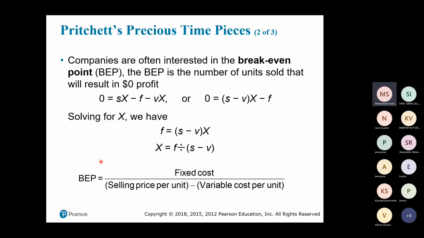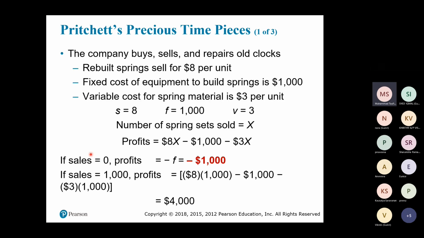Okay, so that is how you check. This is how you calculate your profit. If you are not making any sale, you will lose 1,000 ringgit of your money. But if you are able to sell 1,000 units of spring, you can make $4,000 of profit from your business.